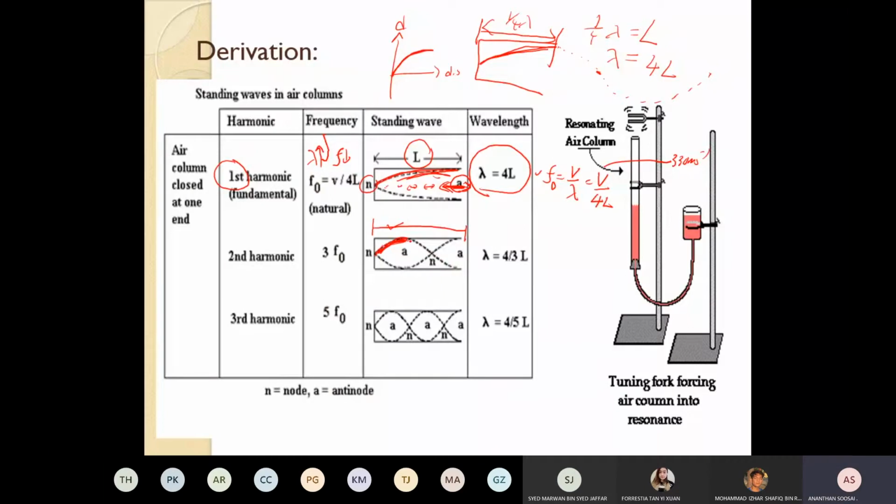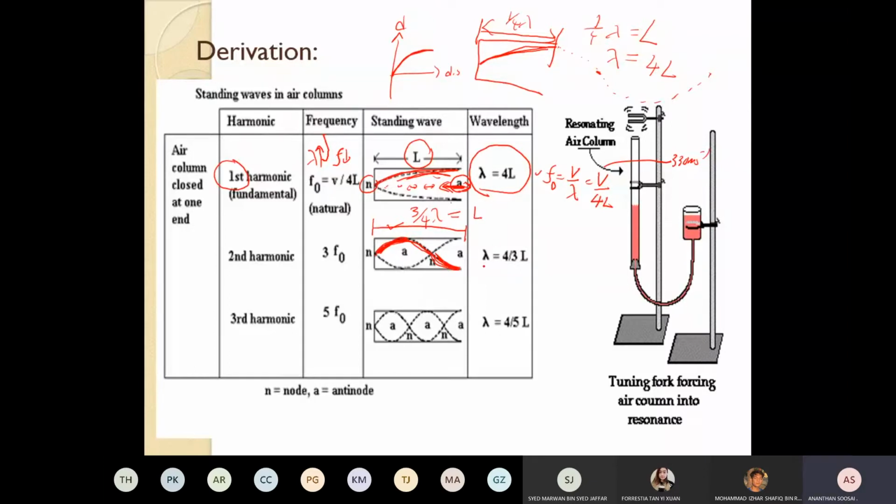Node to node is half a wavelength. Then node to another antinode is how many wavelengths? Quarter wavelength. So altogether, 3/4 wavelength. From up to down, node to node is half wavelength, and node to another antinode is quarter wavelength. So 3/4 wavelength is the length of the tube now.